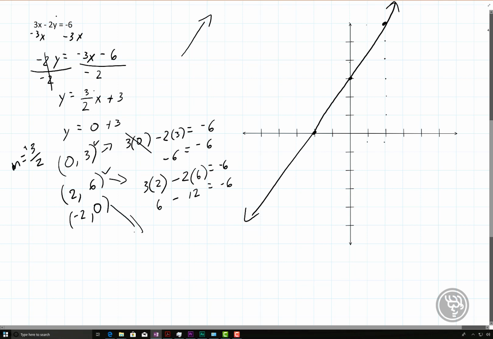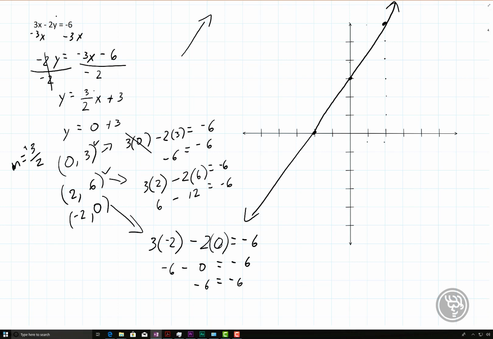Okay, now if we come down here and we do this one, we're going to have 3, and my x is negative 2, minus 2, my y is 0. Is that going to be equal to negative 6? Well, 3 and negative 2 is going to give me negative 6 minus 0. 2 times 0 is 0, minus 6. So, yep, this also checks out. So all three points are valid for this equation. Okay, so that's fine. That makes sense.